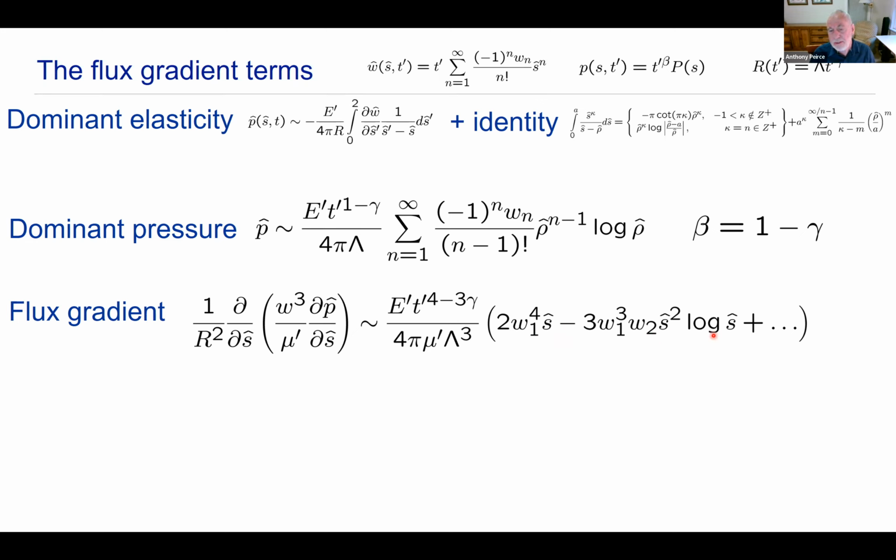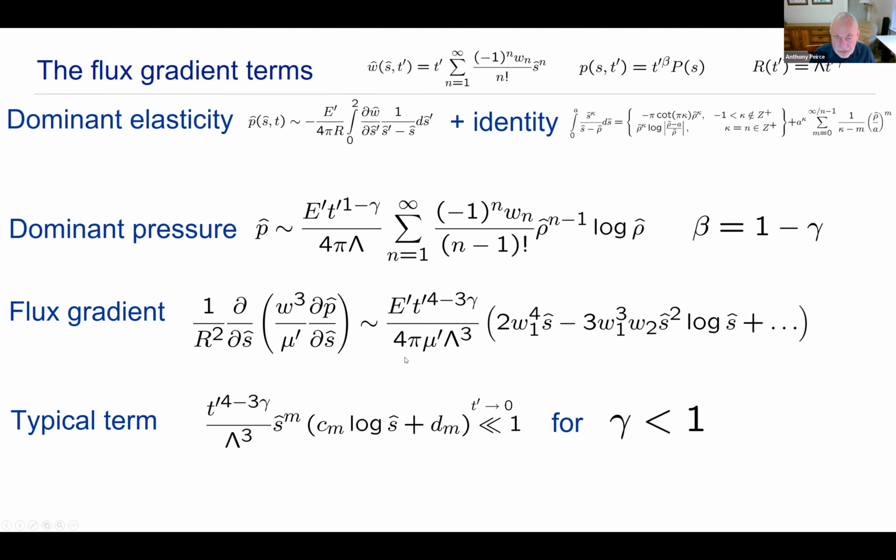So these terms are all regular. But something more interesting happens. The typical term of this series looks like this. If gamma is less than 1, then t to the power 4 minus 3 gamma is bigger than 1. So you've got t to a positive power, and as t goes to 0, that goes to 0. So basically all the pressure gradient terms are going to vanish as t goes to 0.